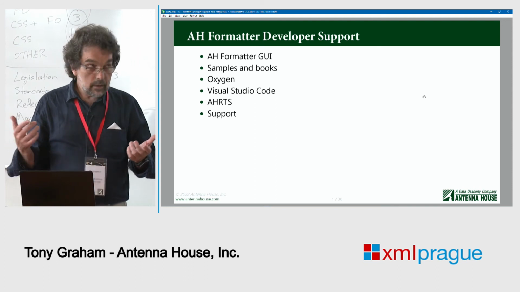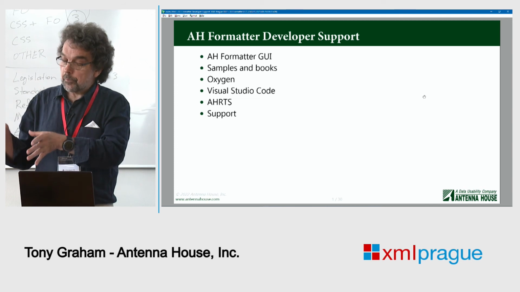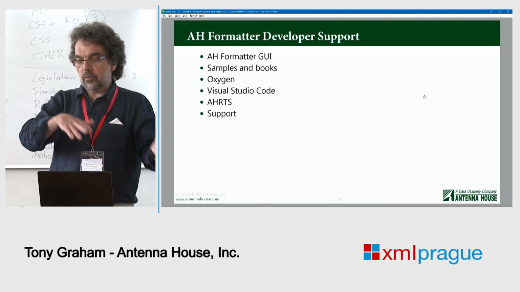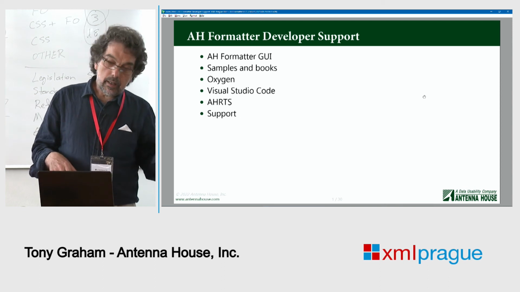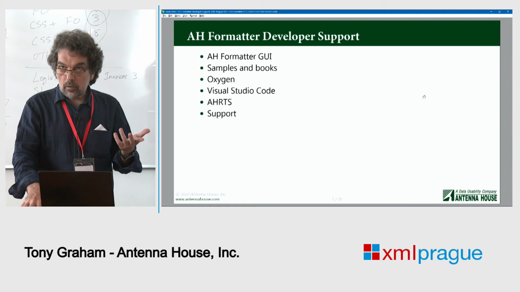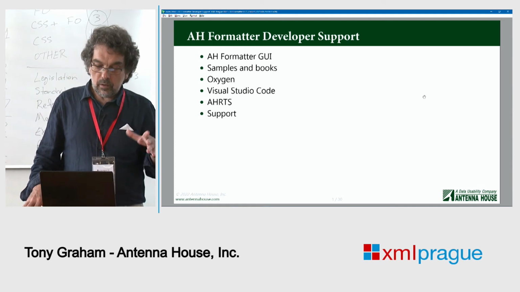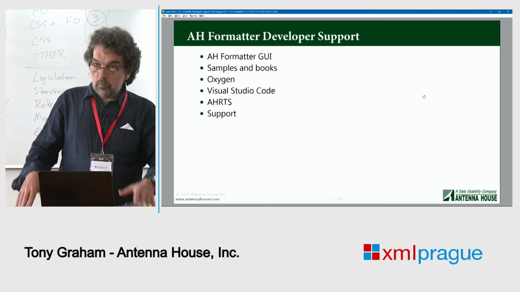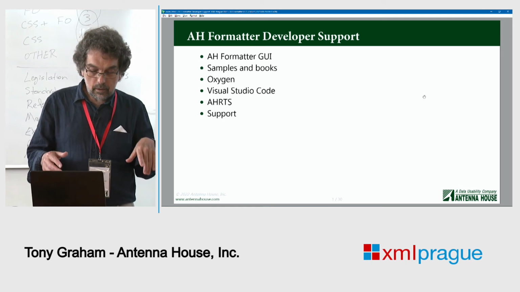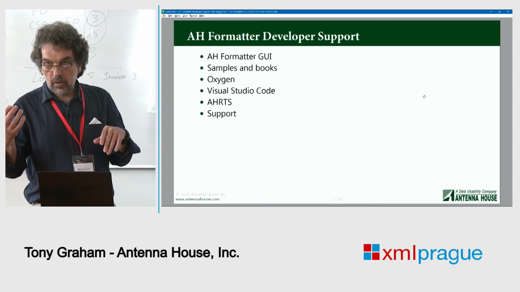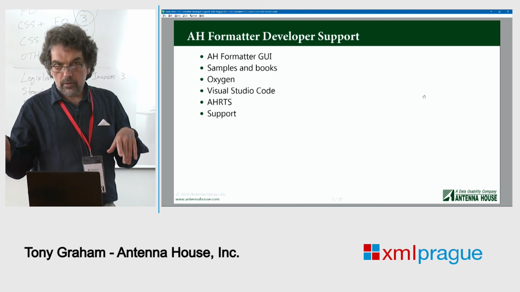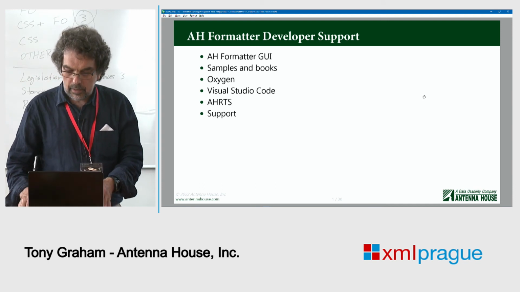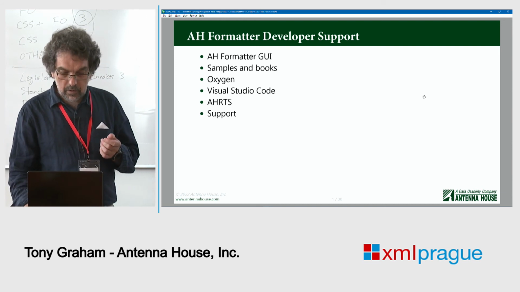I consider that the AH Formatter GUI is probably the best thing because you can preview your formatted document before it goes to PDF, so you don't have the cycle of format PDF, open the PDF and look at it. Antenna House provides multiple samples and books. There are the Oxygen add-ons for different formatter files and for XSL-FO files. For Visual Studio Code, we now have an extension for writing CSS files that use Antenna House extensions. We couldn't get Oxygen to, I don't know how Oxygen would let you extend their CSS support, syntax highlighting, etc., but we can with Visual Studio Code.